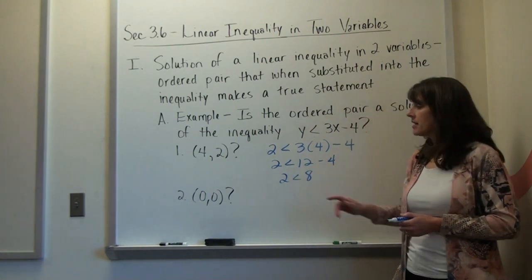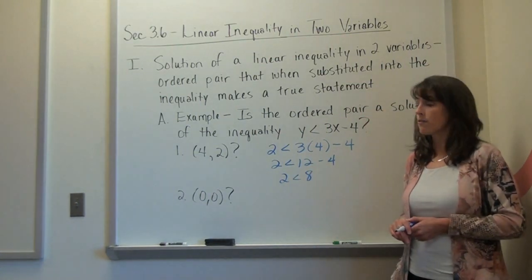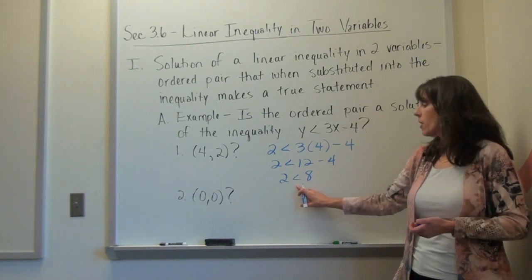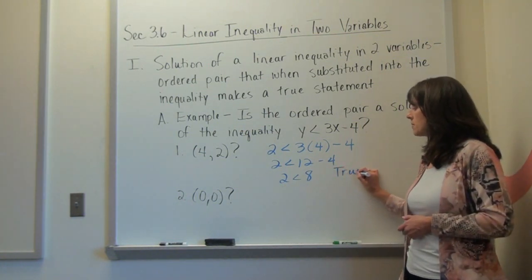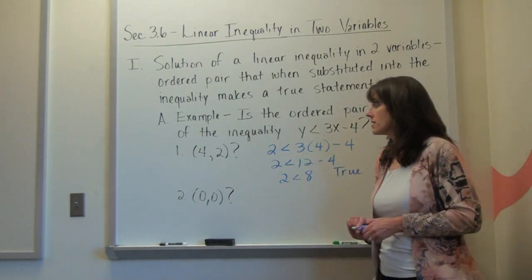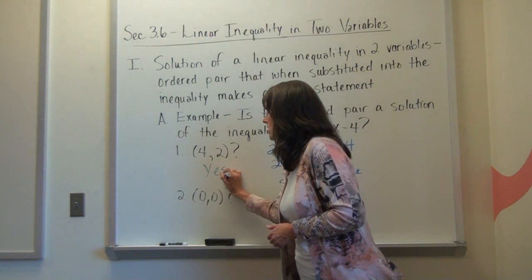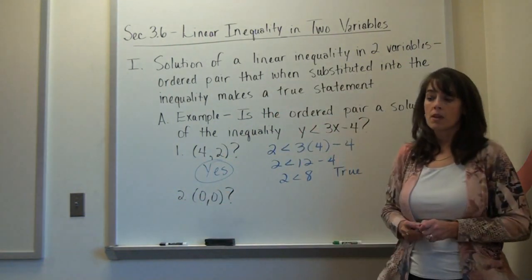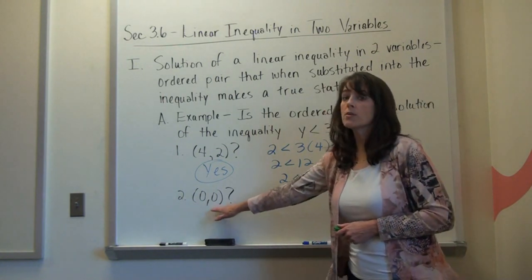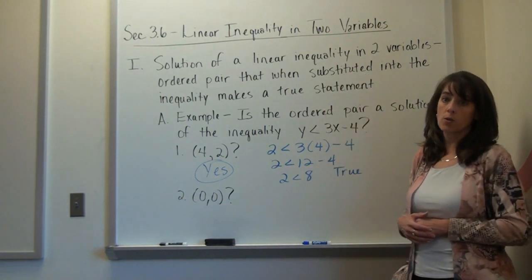And then I simply look at that statement and say, is that true or is that false? Is 2 actually smaller than 8? Yeah, 2 is smaller than 8. That is a true statement. And when my statement is true, then yes, that ordered pair is definitely a solution to the inequality. So let's try this again. Let's test a different point. Let's try 0, 0, the origin of our 2D coordinate plane.